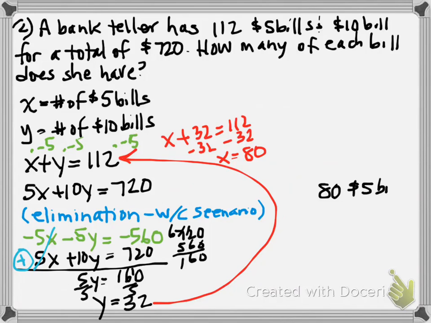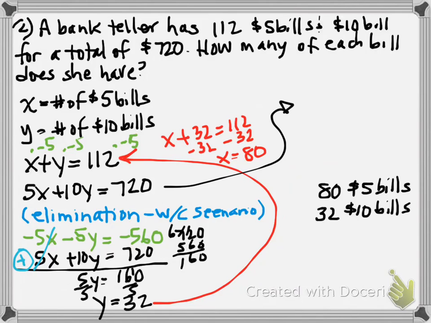$5 bills. Even though we say it at the end, it comes in the front. And we have 32 $10 bills. Now, before I say, yep, I know that's the answer, I only have one place I need to check. I got 80 from doing x plus y equals 112. So where I want to check is the 5x plus 10y equals 720 and see if that works. So let's do that check.